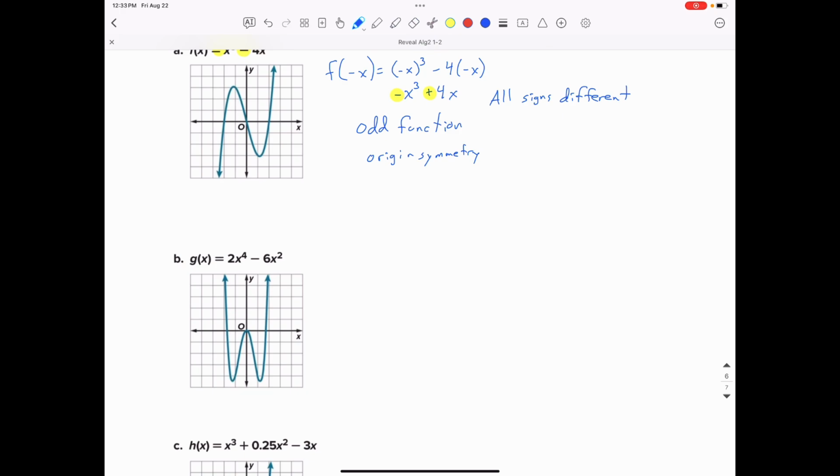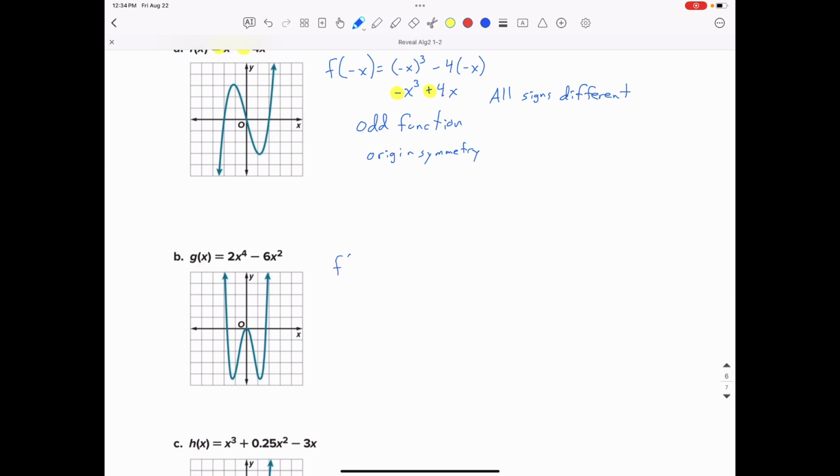And to determine if it has y-axis symmetry, that means it's going to be potentially an even function. So we're going to do the same process. We're going to find g of negative x, and we're going to replace all of the variables with a negative x. So that would give me 2 times negative x to the fourth power minus 6 times negative x to the second power.